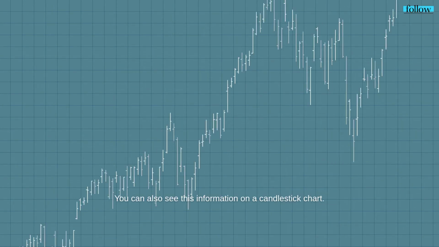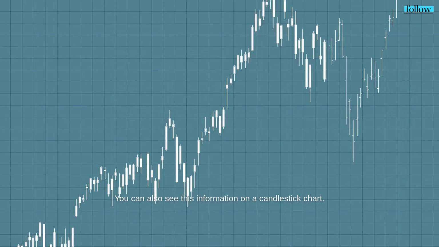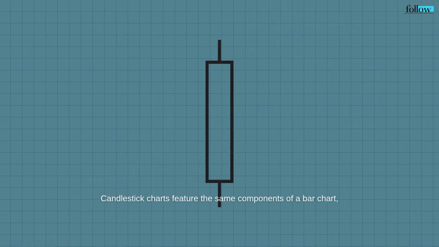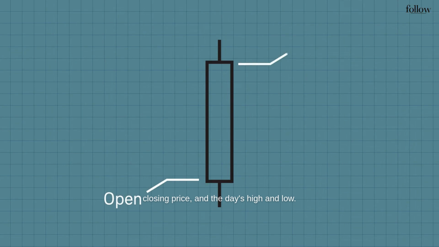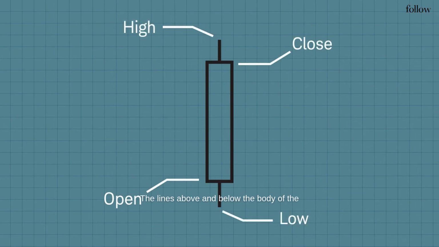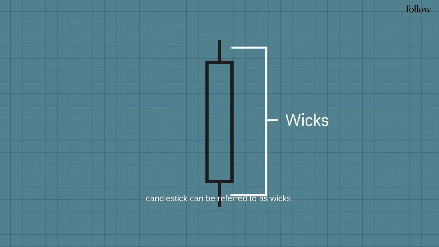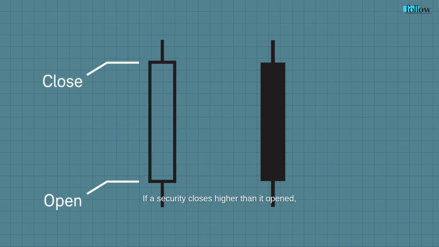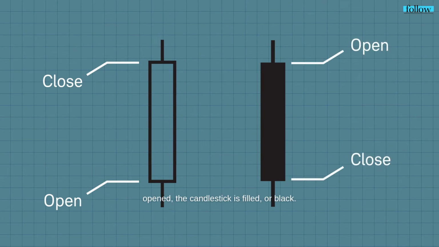You can also see this information on a candlestick chart. Candlestick charts feature the same components of a bar chart, like the opening price, closing price, and the day's high and low. The lines above and below the body of the candlestick can be referred to as wicks. If a security closes higher than it opened, the candlestick is empty or white. But if the security closes at a lower price than it opened, the candlestick is filled or black. This use of color helps investors quickly identify the security's performance.